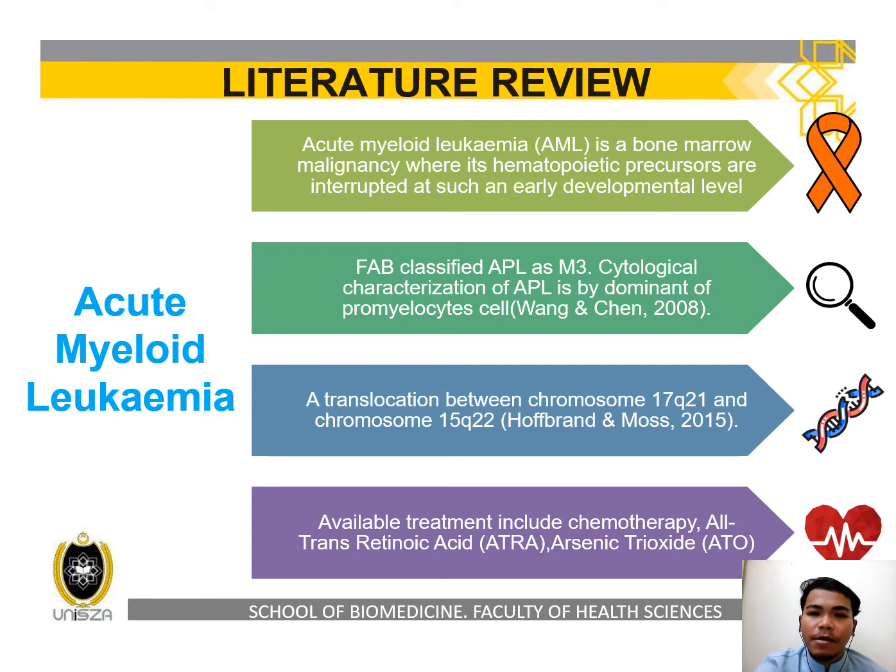For the literature review, as I mentioned before, AML is a type of blood cancer that originated from bone marrow, and the FAB Association classified APL as M3 because of its cytological characterization by dominance of promyelocyte cells. And the cause of this disease can commonly be found because of the translocation between chromosome 17 and chromosome 15. And until now, available treatments include chemotherapy, arsenic trioxide, and also all-trans retinoic acid, ATRA.